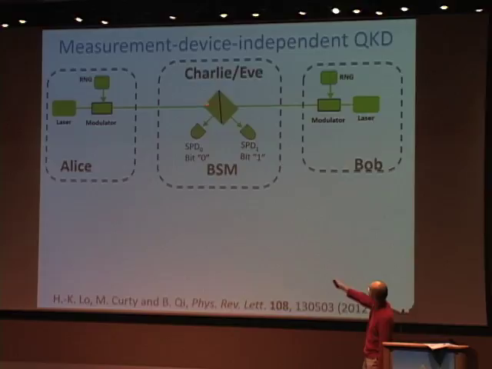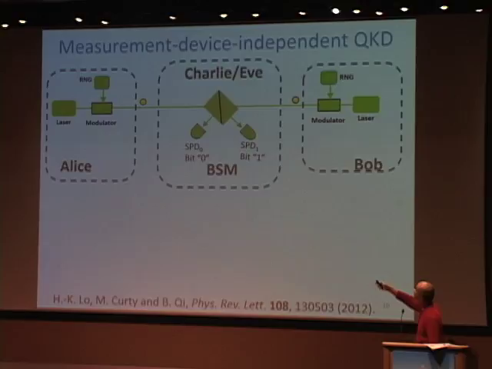And you can begin with current technology. What do you think about this kind of setup? What happens here? If you send in photons from Alice and Bob, one photon from Alice and one from Bob, they go to Charlie's detector, and Charlie will announce the result of the Bell state measurement.